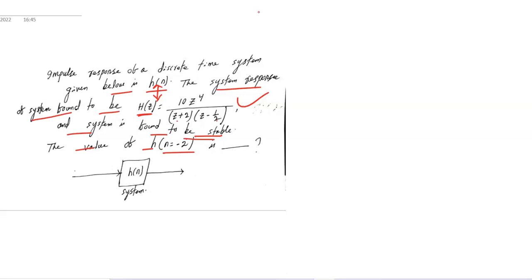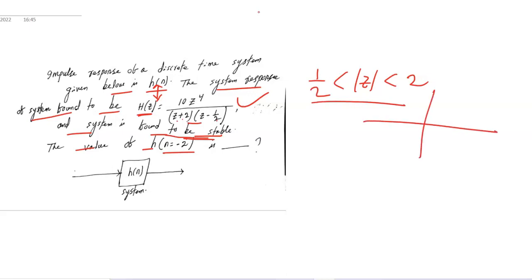As the system is found to be stable, the only possible ROC is, you can easily see here, magnitude of z less than 2 and greater than half. This is the case when your ROC will include the unit circle.